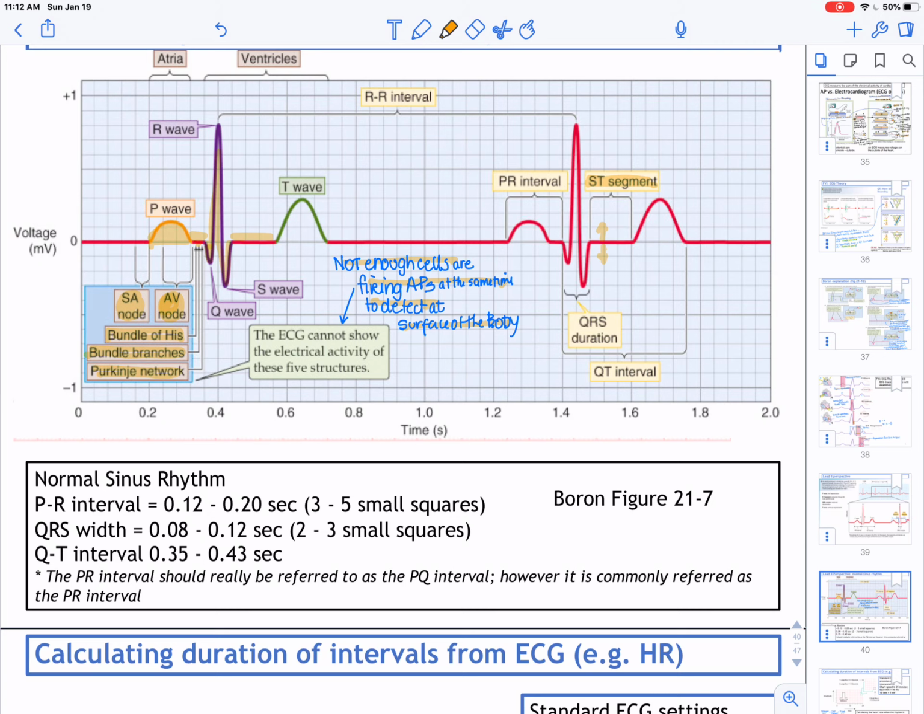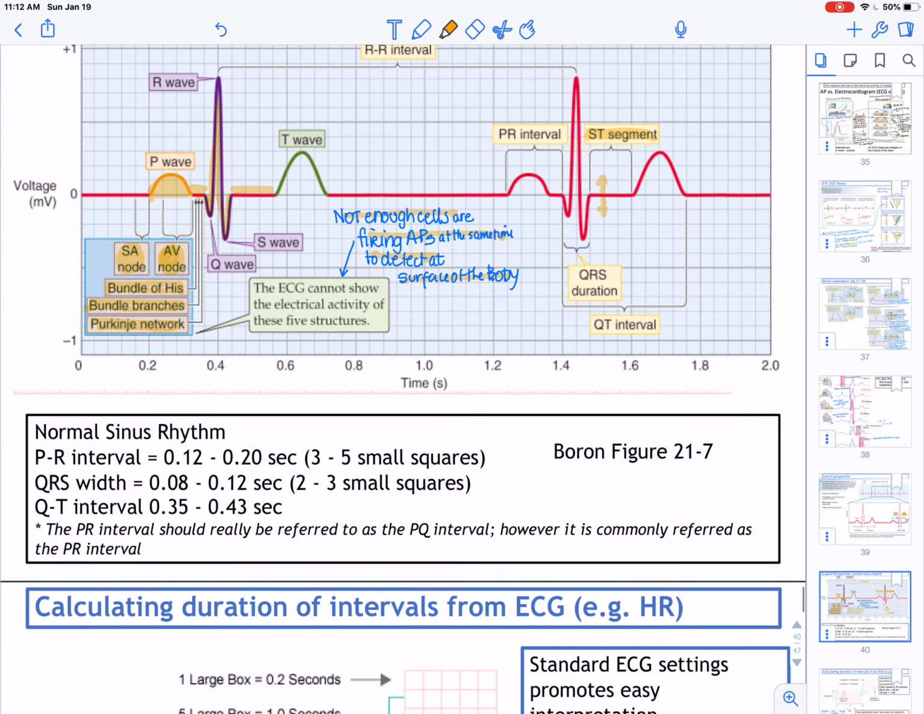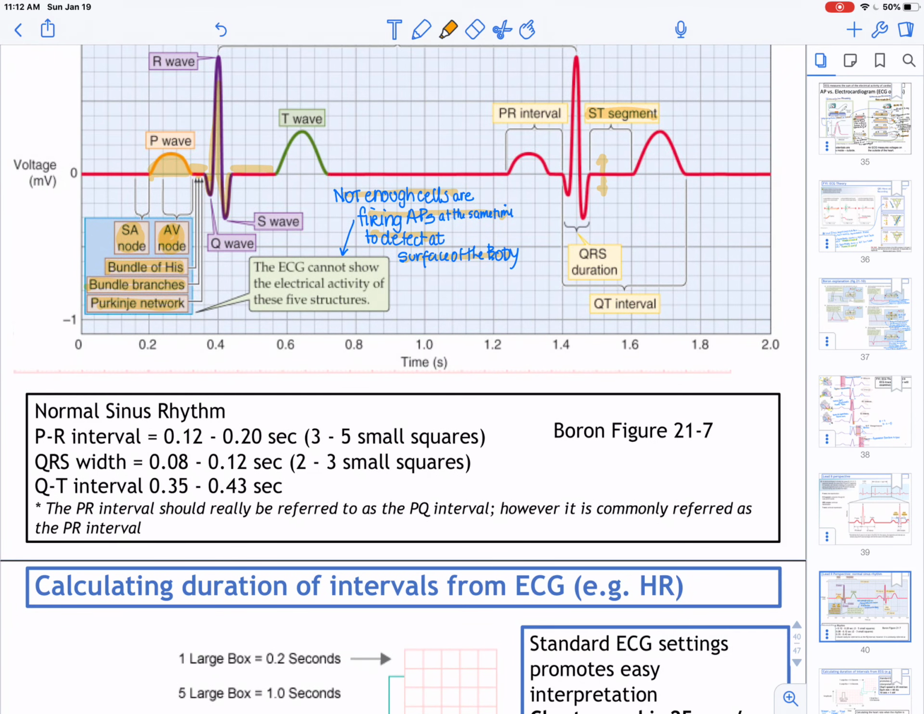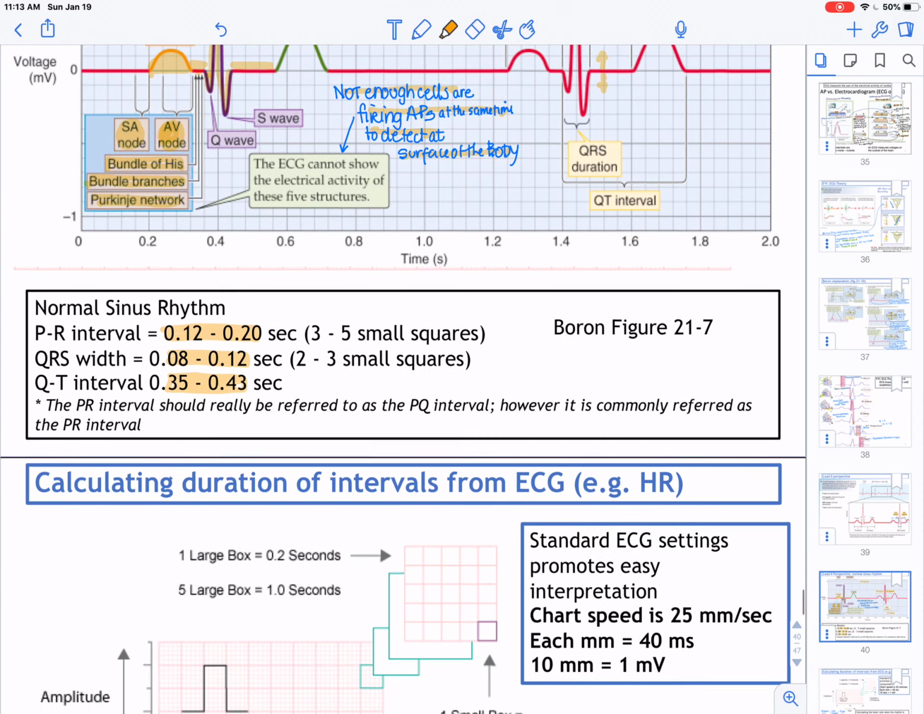And then also timing. If this ST segment gets longer or shorter, getting shorter is typical when your heart rate increases, and getting too long can lead to increased ventricular excitability, and we'll talk about that more. So here are some times that are the standard times of a healthy person. 120 to 200 milliseconds for the PR interval, QRS 80 to 120 milliseconds, and then the QT interval 350 to 430 milliseconds. Okay?